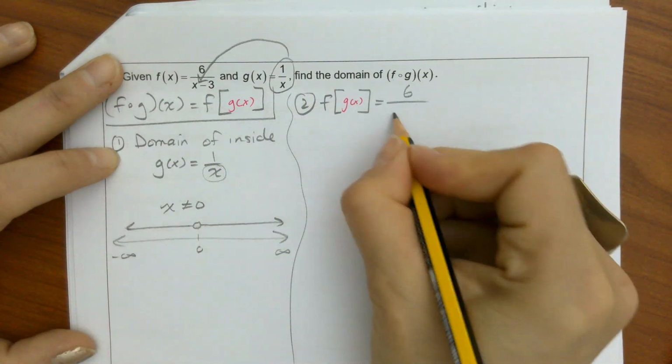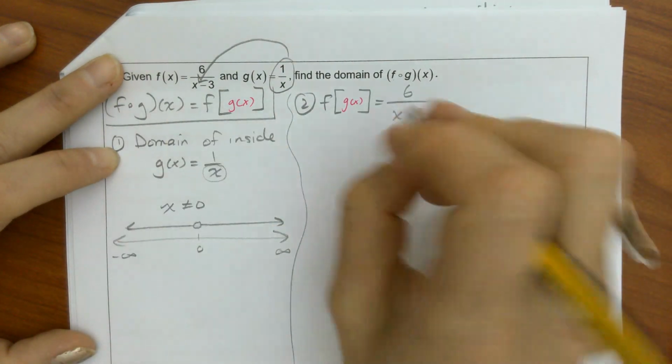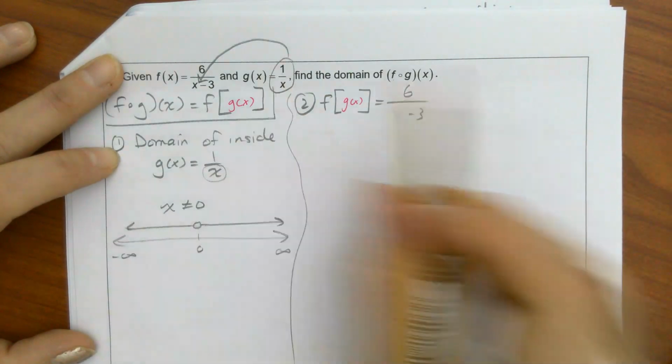So I would write f of x, but instead of the x, I'm going to write this.